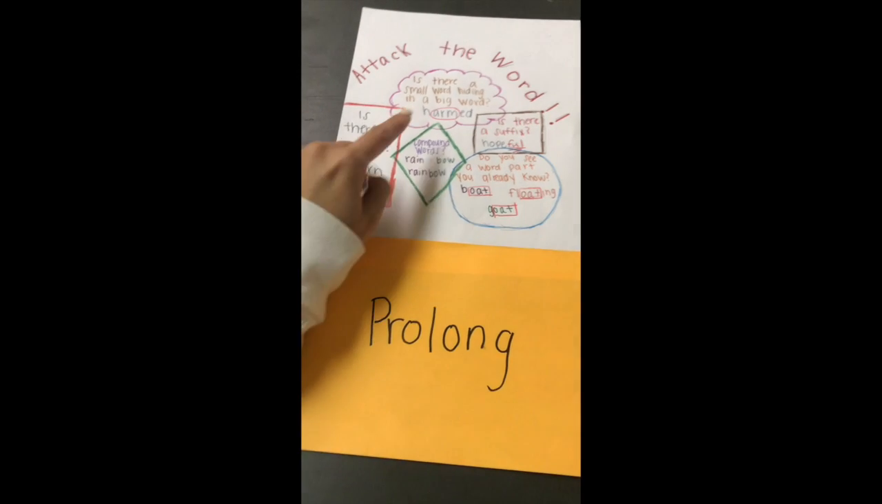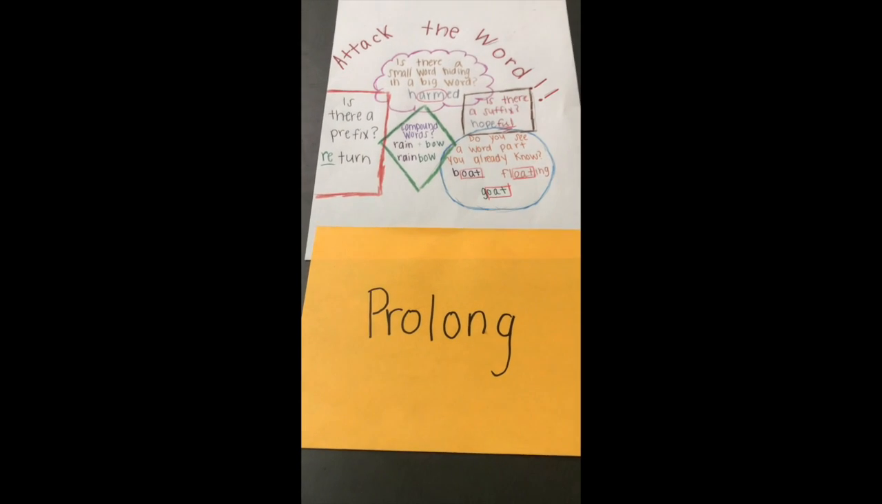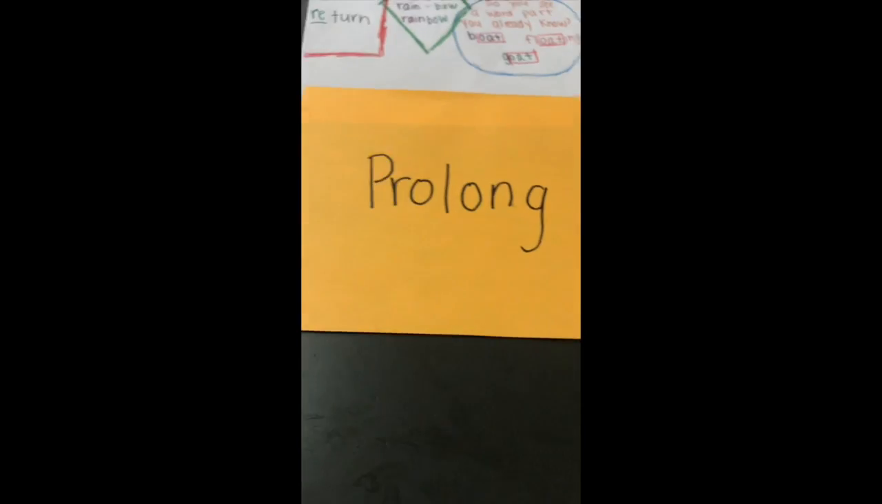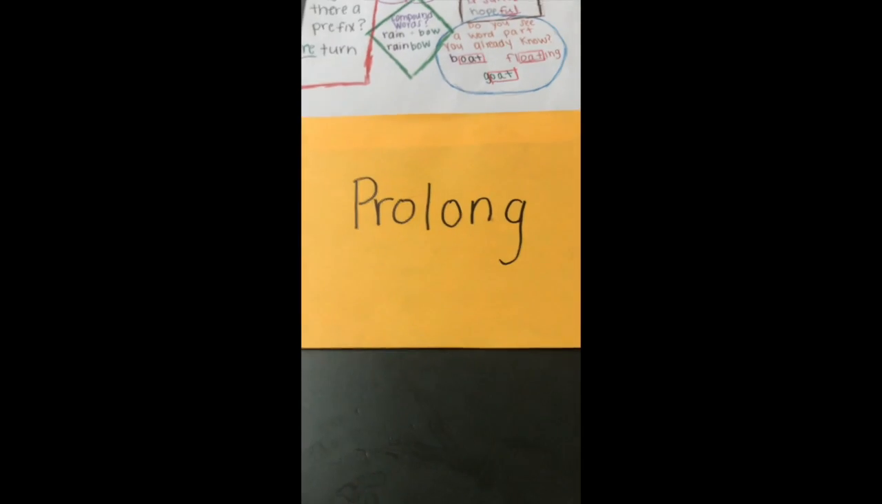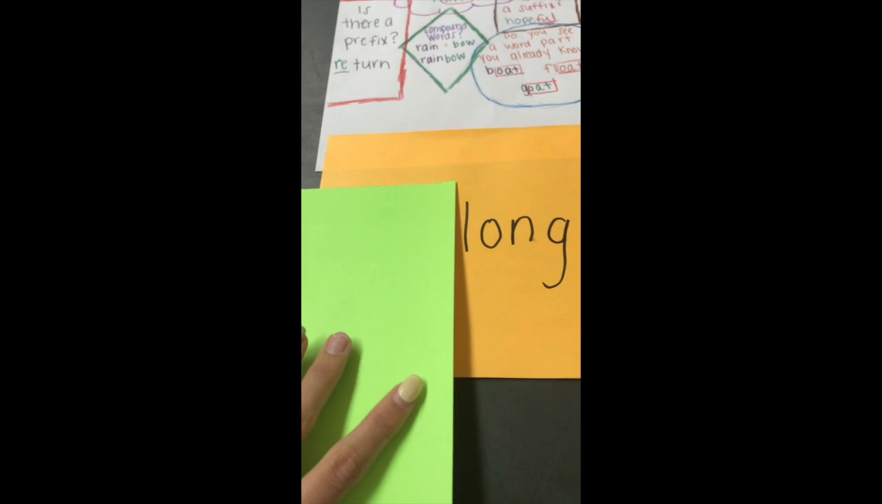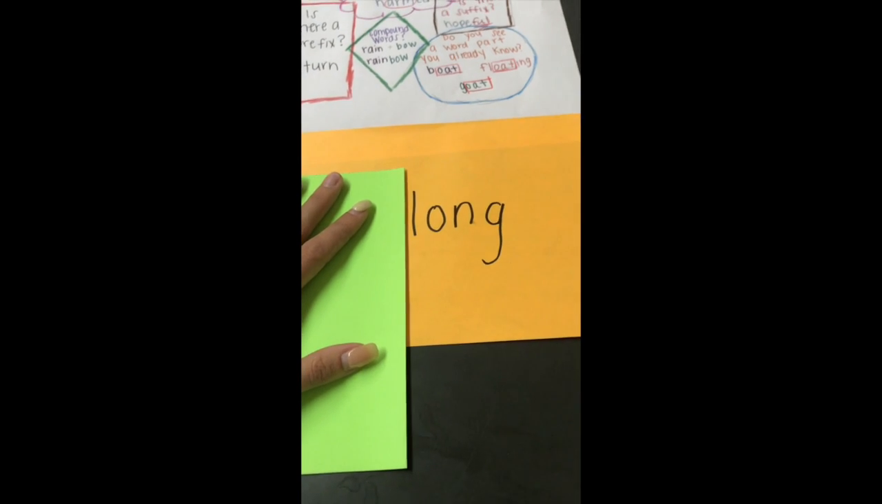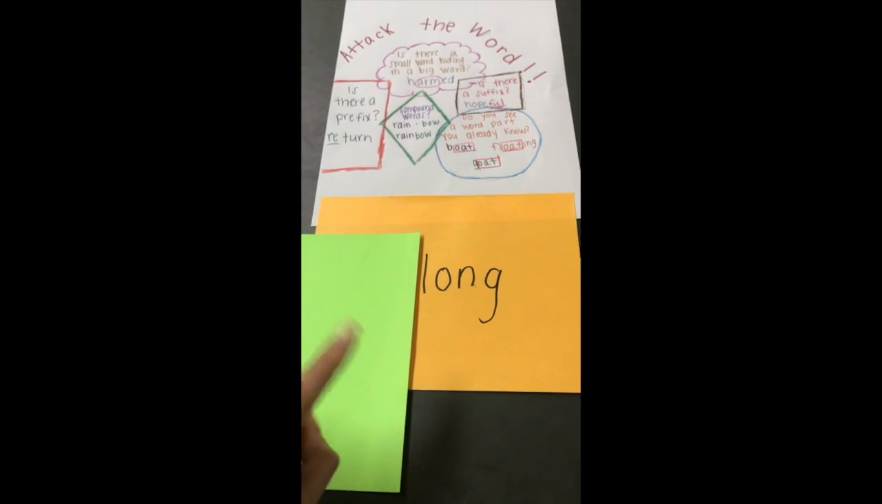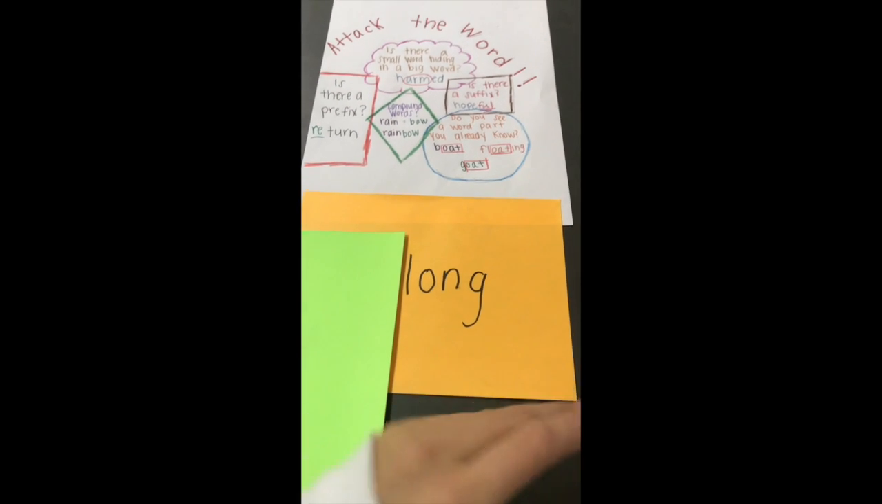Okay, so in this bubble it says, is there a small word hiding in a big word? So if we take a look at this word here, we might cover up part of the word, which is a strategy I like to use. So if I cover up the first part of the word, we have this word. So now this word should be an easy word for you to figure out. This word is long.